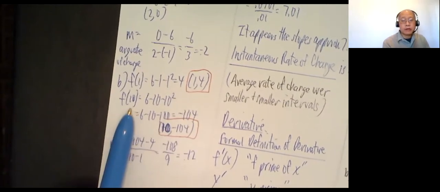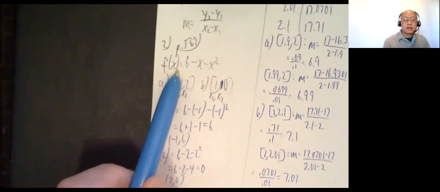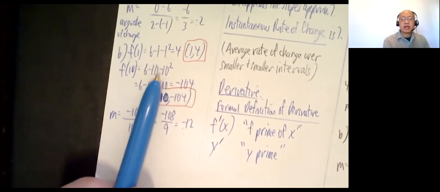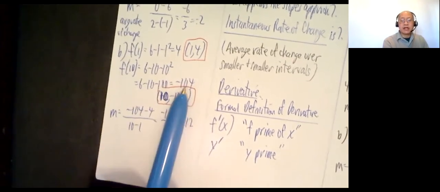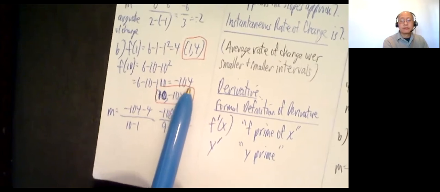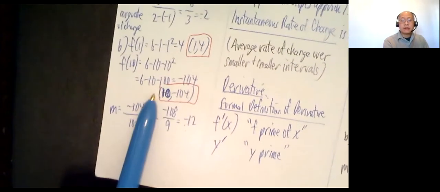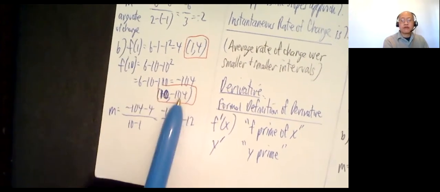Okay, and then they tell me to plug in 10. So 6 minus 10 minus 10 squared. 10 squared is 100. 6 minus 10 minus 100 comes out to be negative 104. Okay, so the second point is (10, negative 104). Just plug it in.